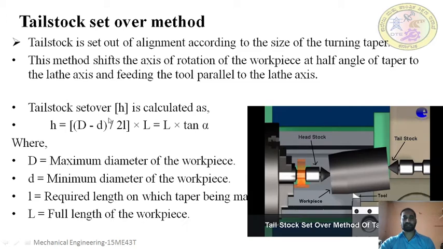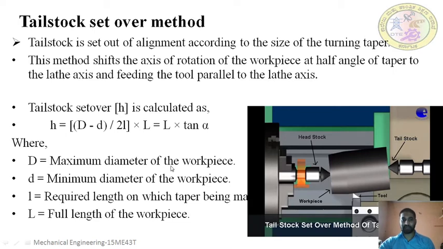So the tailstock set over is H, the distance H, which is offset from the normal axis of rotation. This distance is calculated by H equals (D minus d) divided by 2l into L, which is also equal to L into tan alpha, where D is the maximum diameter of the workpiece. The maximum diameter of the workpiece is the diameter before the workpiece is machined, that is capital D.